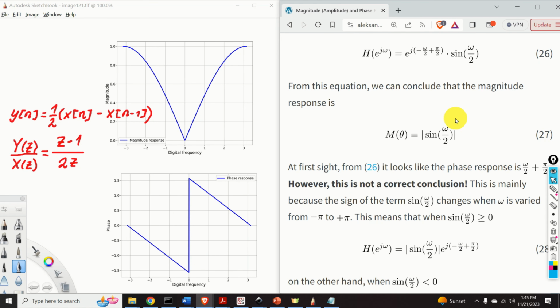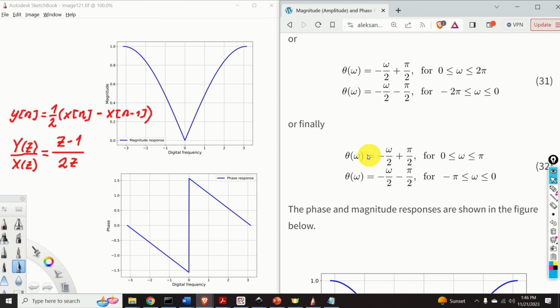Now, let's go back to the beginning of our video tutorial. The magnitude response is given over here. The analytic form is given by this expression. It's nothing less than the absolute sine function. Here's the phase response. The phase response is given by this equation. Here it is. And here's the graphical representation of the phase response. Obviously, the magnitude response is an even function of the digital frequency, and the phase response is actually an odd function of the digital frequency.